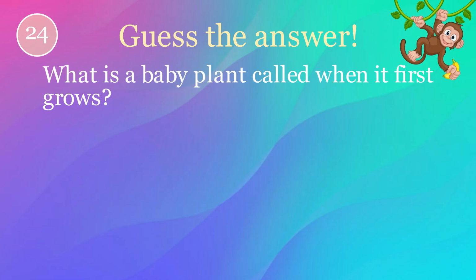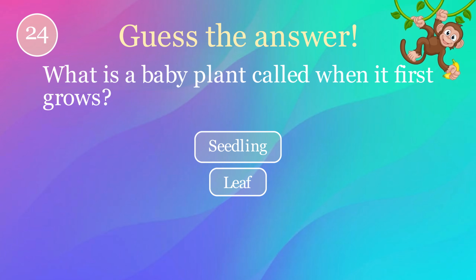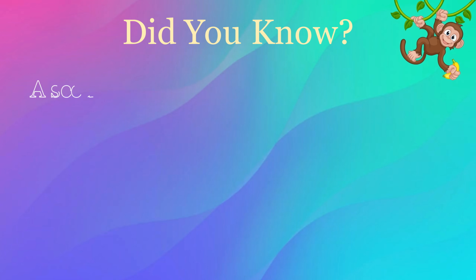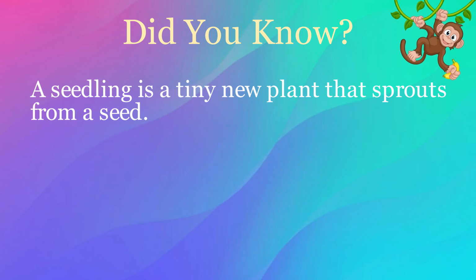What is a baby plant called when it first grows? Seedling. Leaf. Stick. The correct answer is seedling. Here's an interesting fact: a seedling is a tiny new plant that sprouts from a seed.